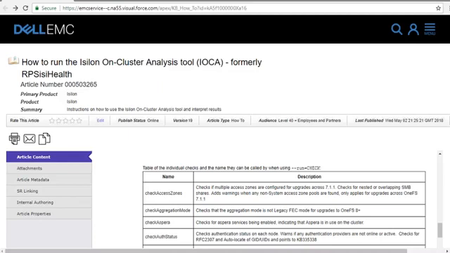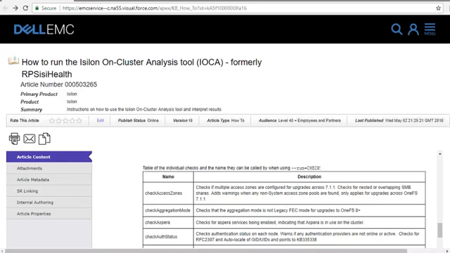This is an introduction to the Isilon on cluster analysis tool, formerly RPS EasyHealth. This tool was originally designed to replace a number of manual checks performed by the remote practice team immediately prior to upgrade activities. It now includes all of the checks included in the log analysis tool, Isilon Advisor.